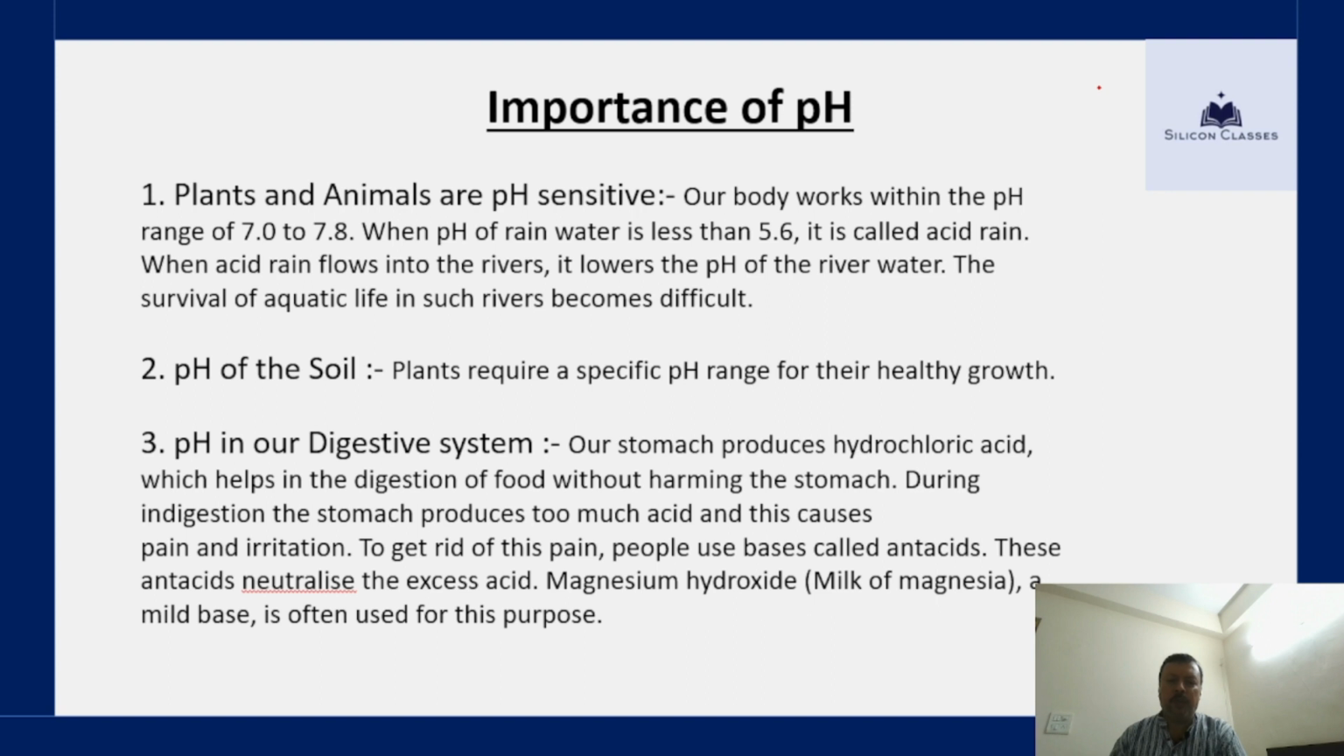Number two, pH of the soil. Plants require a specific pH range for their healthy growth. Number three, pH in our digestive system.